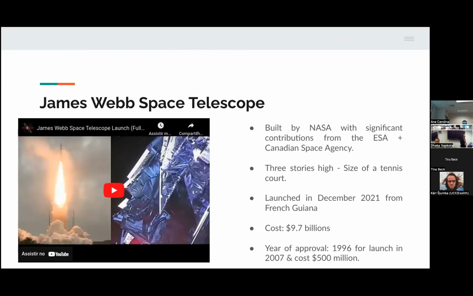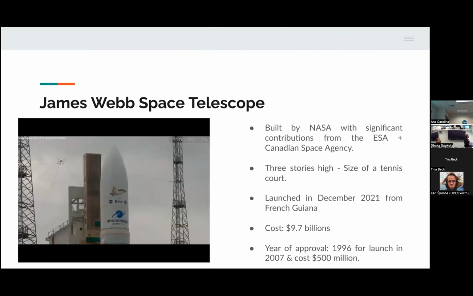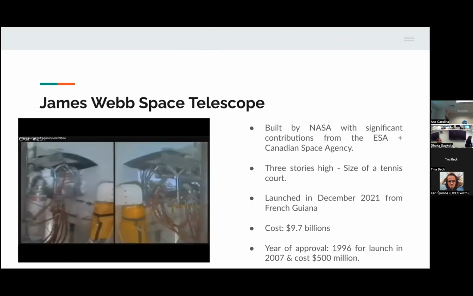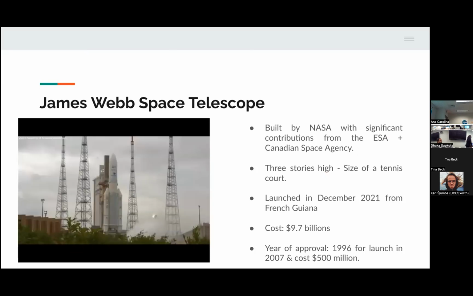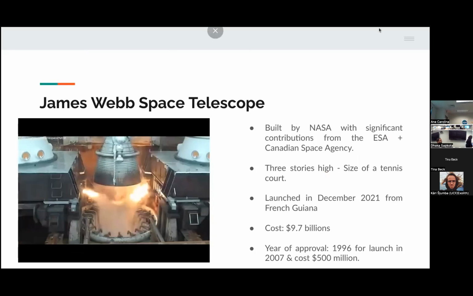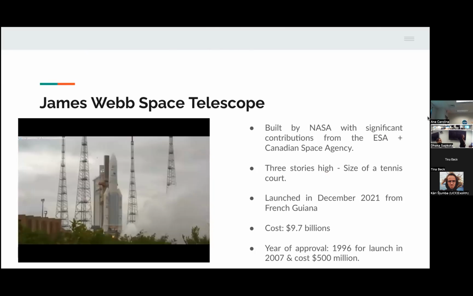So James Webb was launched in December of last year. It was built by NASA with contribution of ESA and the Canadian Space Agency. So the launch was successful.